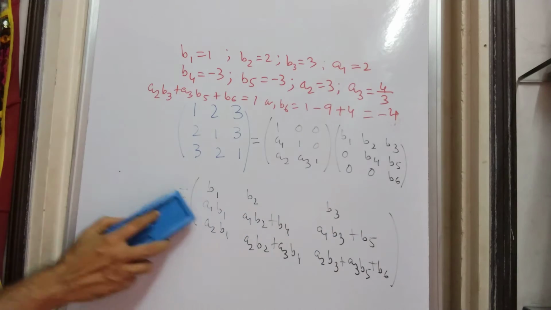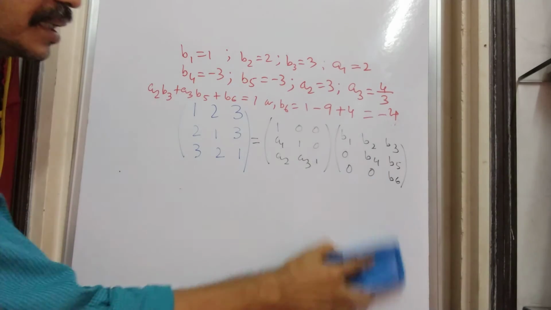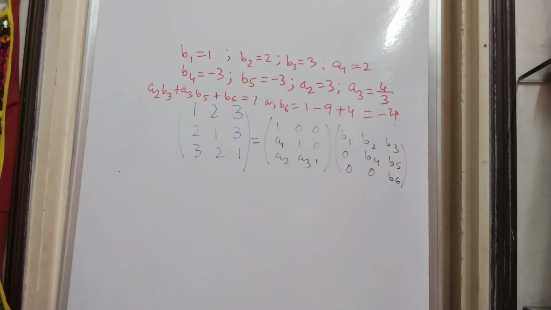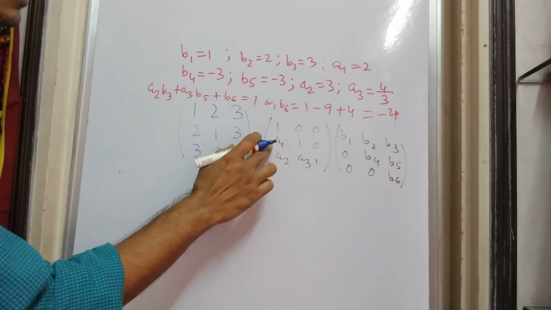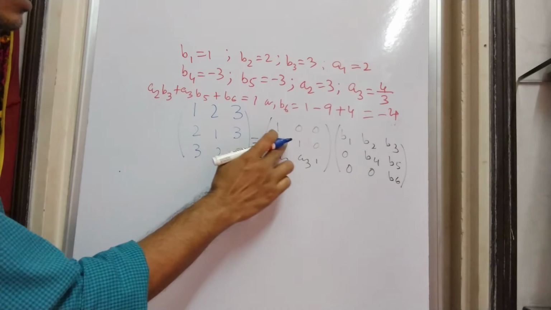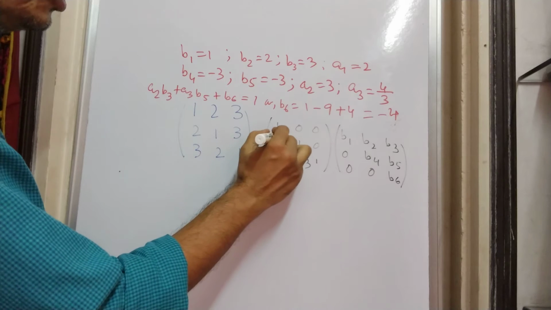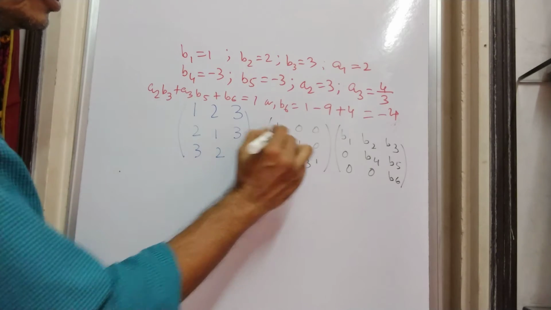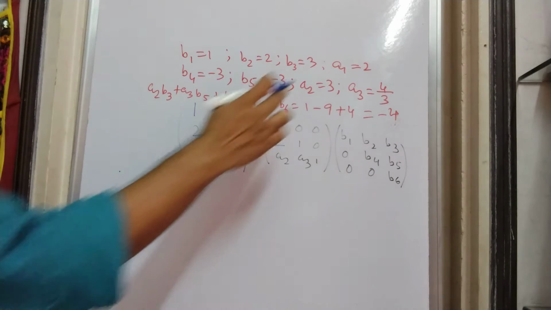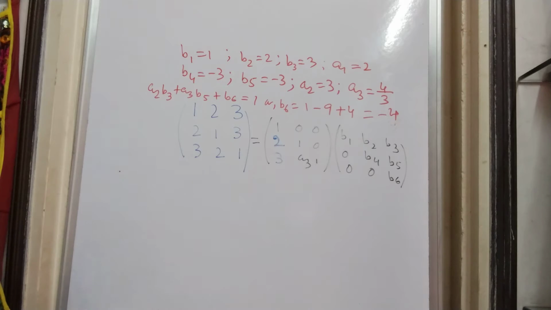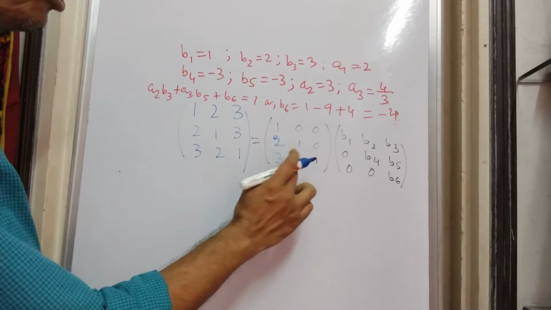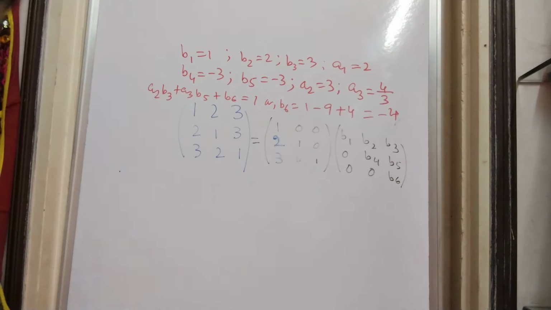Now I will just replace these values here to get that 1 2 3, 2 1 3 and 3 2 1 may be written as 1 0 0. Then we have A1. What is A1? Nothing but 2. Okay. What is A2? Nothing but 3. What is A3? A3 is nothing but 4 by 3.